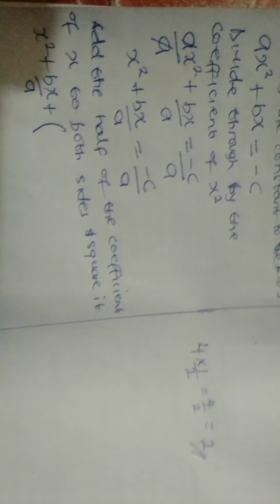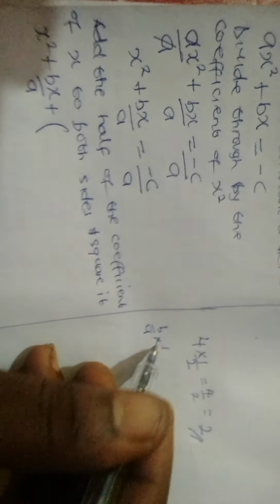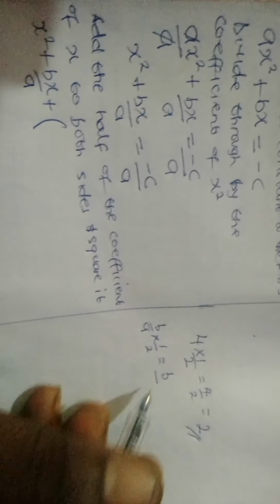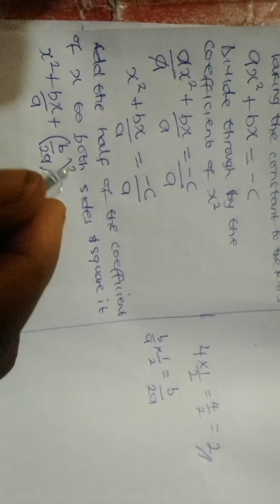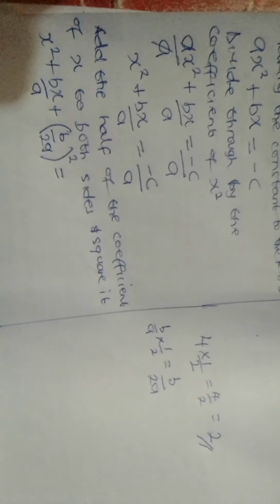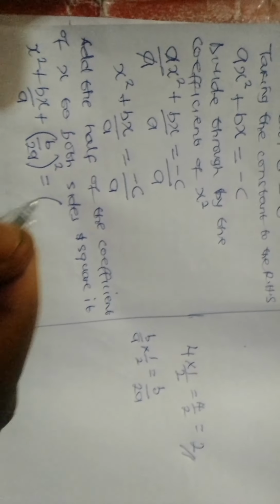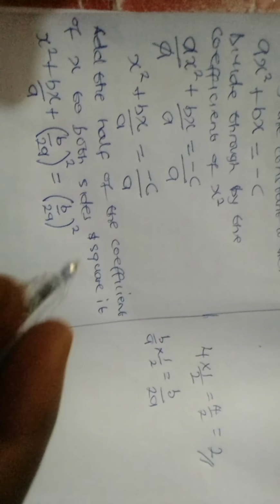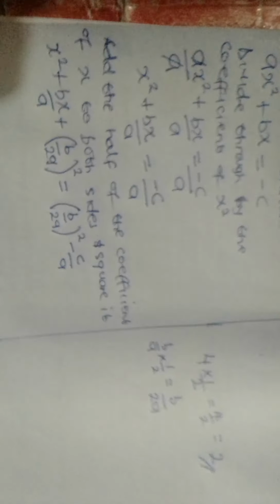So to get the half of b over a, we multiply it by 1 over 2. So that we can now have b over a times 1 over 2. So it will now be b times 1 is b, over a times 2 is 2a. So what we'll have here now is b over 2a, and we should square it. The same thing applies here also. So we'll now have b over 2a, we'll square it, equals minus c over a.